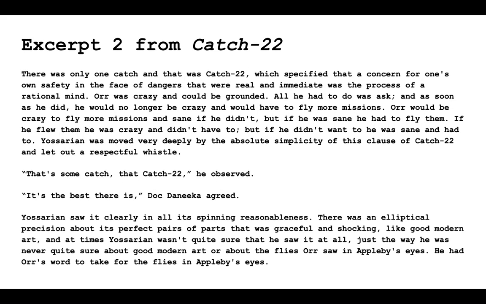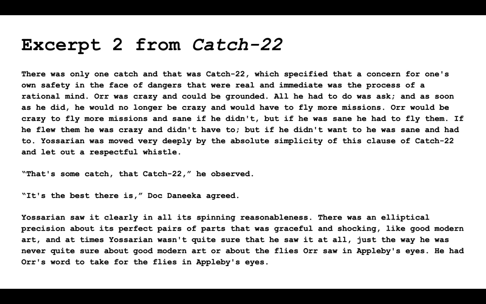This is the second excerpt. This doesn't have to do with Major, but it also takes place in the army. And just so you know, the only really important character for the next two slides is Yossarian, who is just an enlisted man in the army, but he's sort of the protagonist of this story. Other things about him aren't so important.